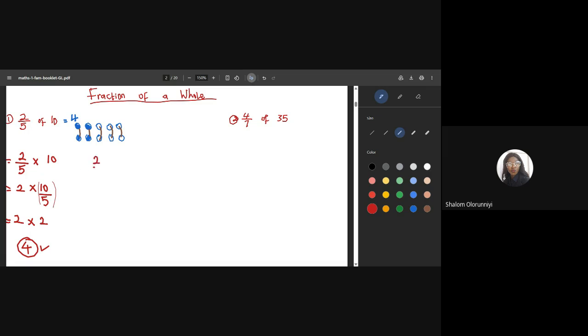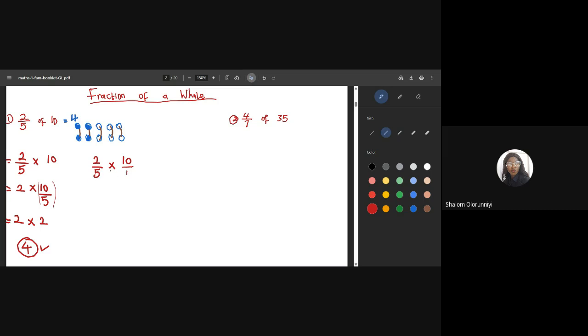So 2/5, this is another method, times 10. Remember, we only turned the of to times, right? 2/5 times 10. I'm going to put an imaginary 1 at the bottom. Why am I doing that? Because 10 divided by 1 is the same as 10. So if I put a 1 at the bottom, that does not change the value of the 10. It's still 10 because 10 divided by 1 is the same as 10.